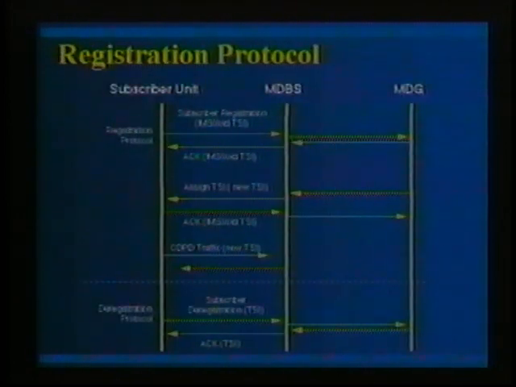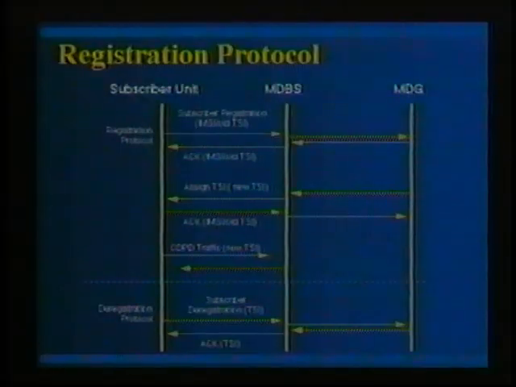The registration protocol is fairly straightforward. The subscriber unit sends a packet called the registration packet to the MDG, which acknowledges it using the identity which the subscriber unit quoted in the registration packet. The network then does some sleight of hand to work out whether the subscriber unit is who he says he is and whether he's acceptable.